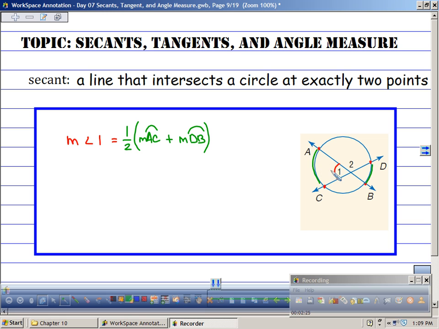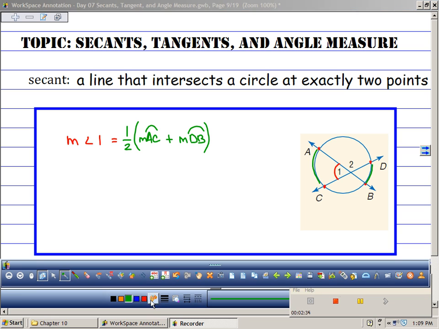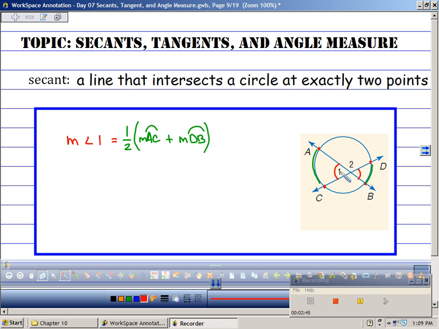Which kind of makes sense if you think about it, because what's this angle on the other side? What's the measure of that angle? It's the same, it's vertical, right? These two are congruent. Don't the intercepted arcs have something to do with the angle inside? So if this one's equal to this one, then if I add their two intercepted arcs and divide by 2, I'm going to get the angle. Kind of makes sense how they got that, right?